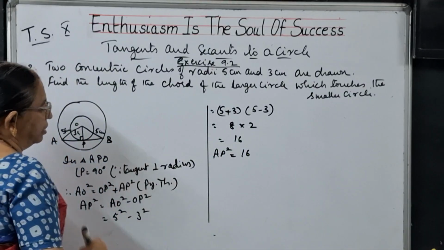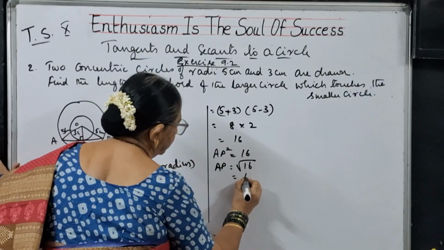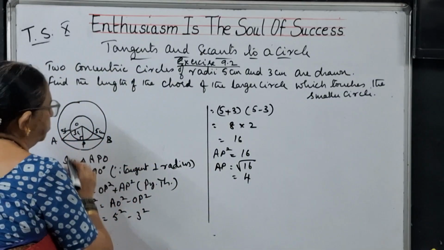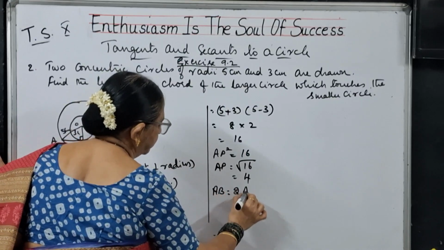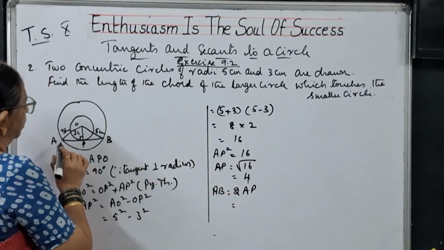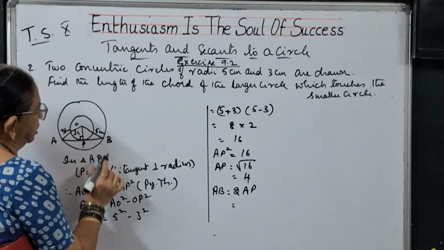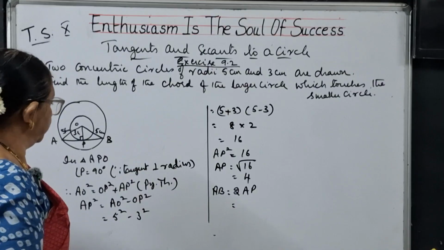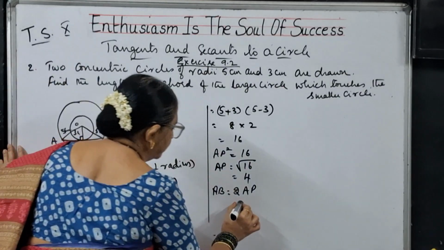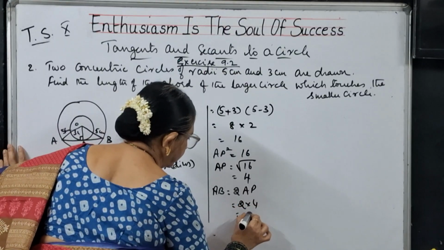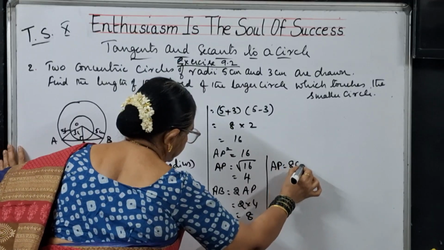This is AP square, no? AP square is 16. So what is AP? Root 16, that is 4. When AP is 4, what is AB? AB is 2 times AP, because in the theorem we have already learned that if a perpendicular is drawn from the center, it will bisect AB. So AB you will be getting when you multiply AP by 2. That is 2 into 4, that is 8.